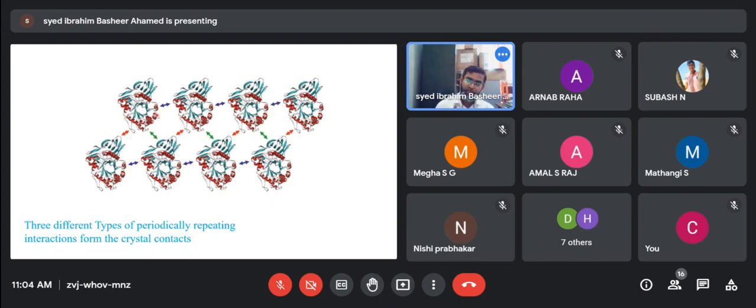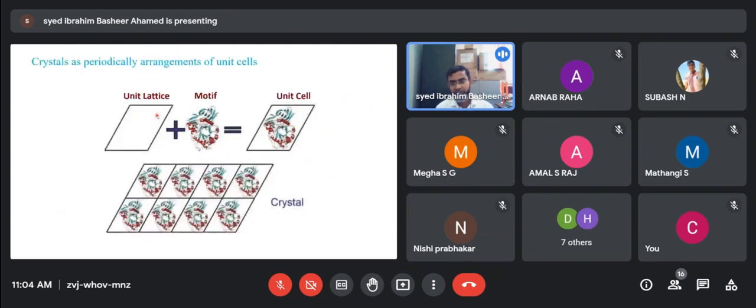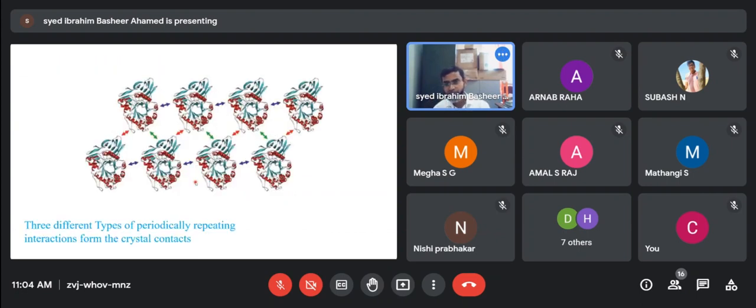Sidewise and on the bottom around the protein molecule, you will have an equal number of interactions. This actually helps us to have a proper folding of the crystal, properly making the crystal of the protein. When the molecules are properly packed, you will have very nice crystals.